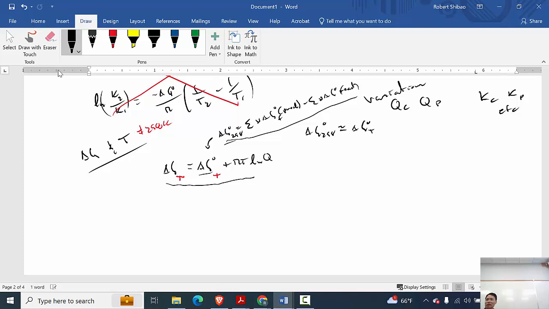Is that valid? I did the same thing for delta H. I said delta H at 298 is approximately equal to delta H at temperature T. I did the same thing for delta S. I said delta S at 298 is approximately equal to delta S at temperature T. Can I do the same thing for delta G? Delta G at 298 must be approximately equal to delta G at temperature T.